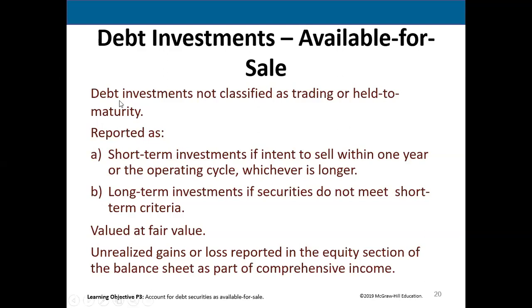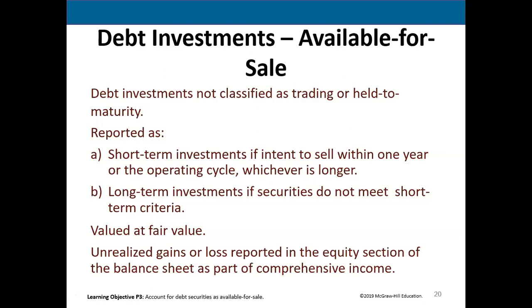So I'm just going to repeat it. Debt investments that are not classified as being trading or held to maturity. So where do you report them? It all depends. Okay, so if your intent is to sell these within 1 year, they're short term. Remember, trading, you're selling them very quickly, 5 to 6 months. So what about something you're not planning on selling? Maybe you're going to sell it in 8 months or 9 months. It's an available for sale category, and it would still be considered a current asset.